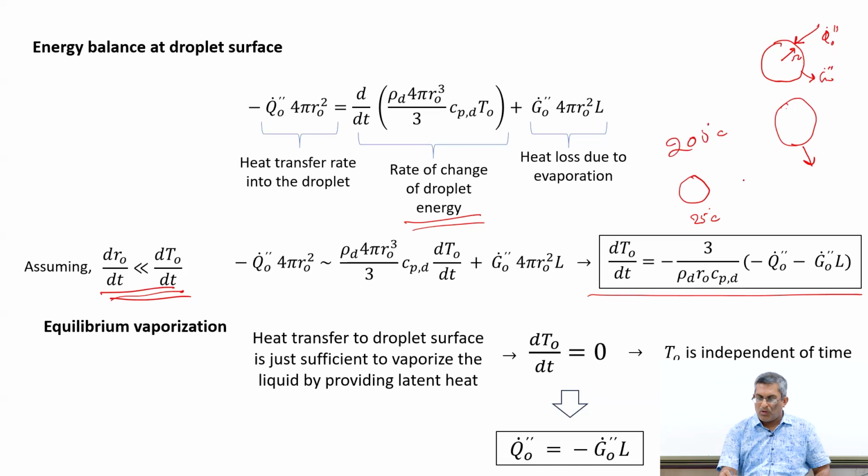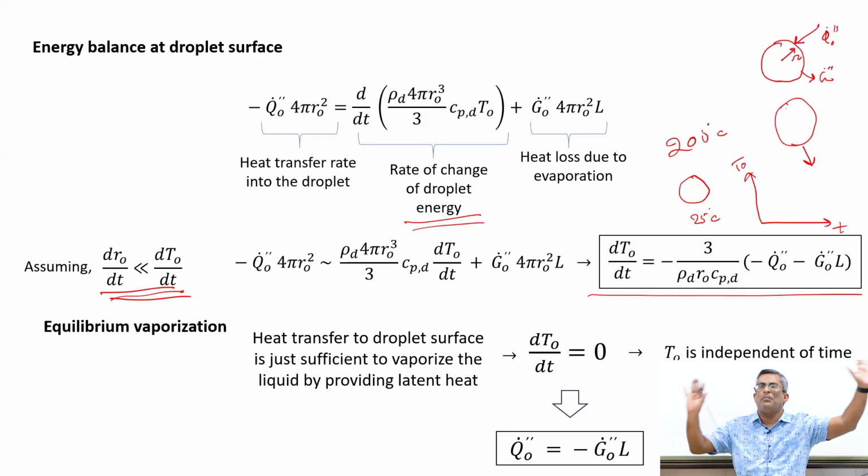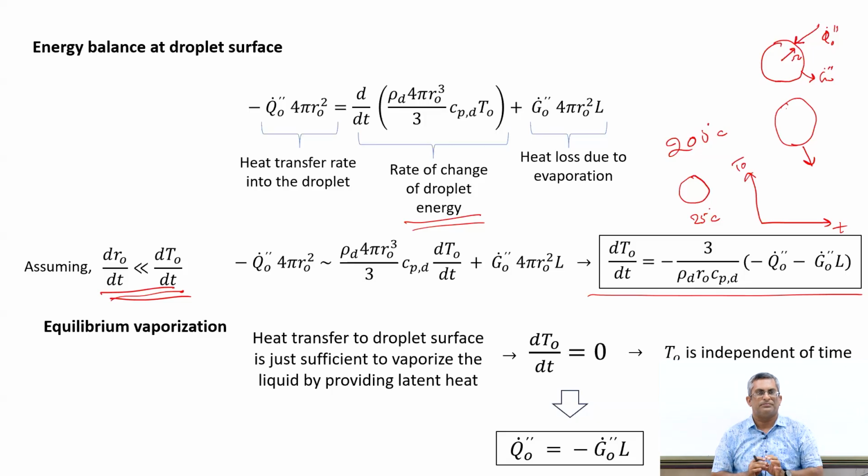Okay. So, now if I plot temperature of the droplet with time, what kind of trend do you expect? What will happen to droplet temperature? At time t equal to 0, you suddenly introduce this droplet, which is at 25 degree, into an ambience of 200 degree. Then what will happen to the droplet temperature? It will increase, but during that time, okay, let us see.